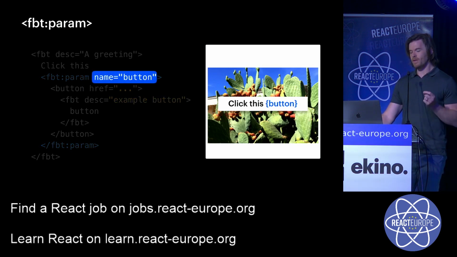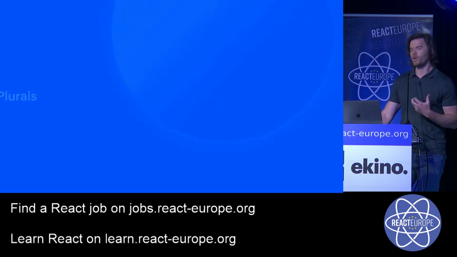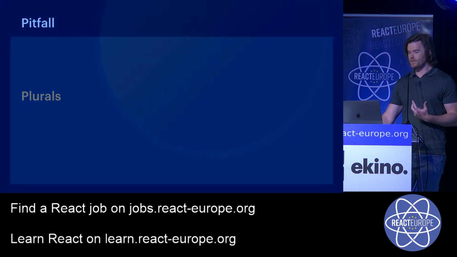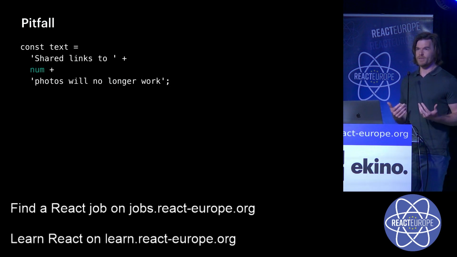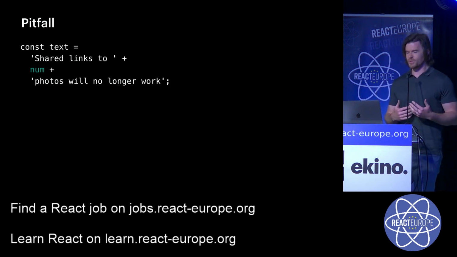So you can see that the parameter takes a name, and that's what the translator sees as the token. One of the more common struggles in constructing text also is getting English and non-English plural strings correct. So here's an example pitfall. I don't know if any of you can spot the problem with this example, but on top of creating the string "shared links to one photos will no longer work" in English, for a language like Arabic, you have 5 other tenses that can also potentially break.